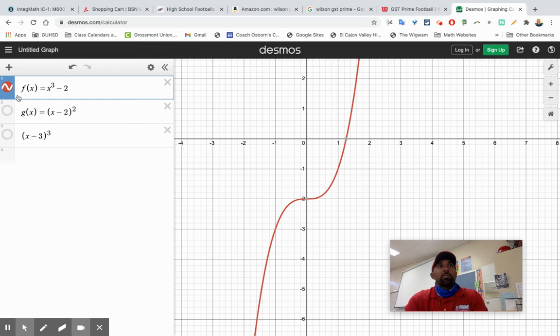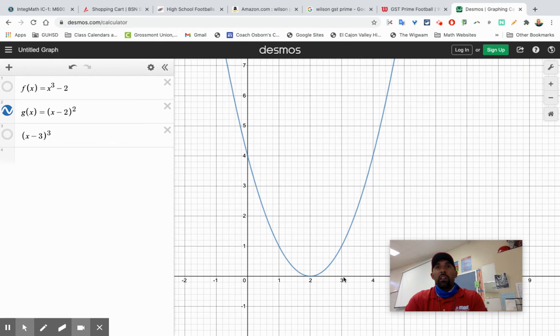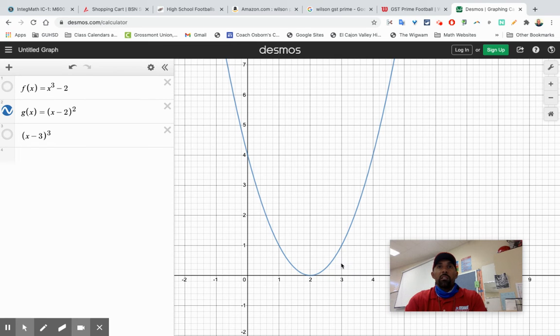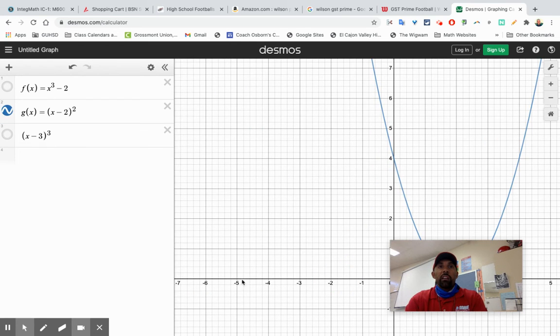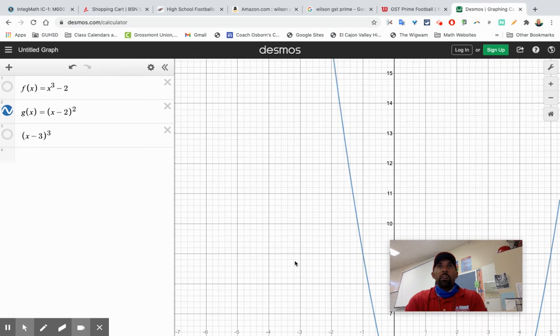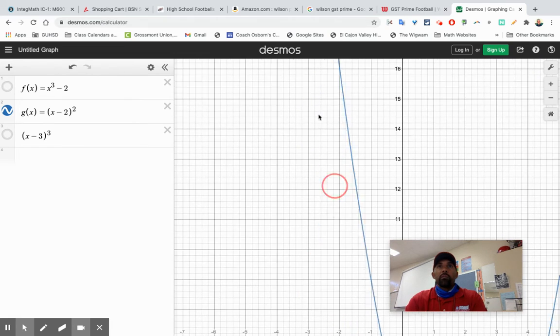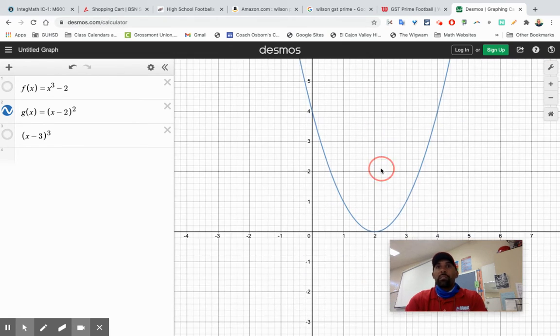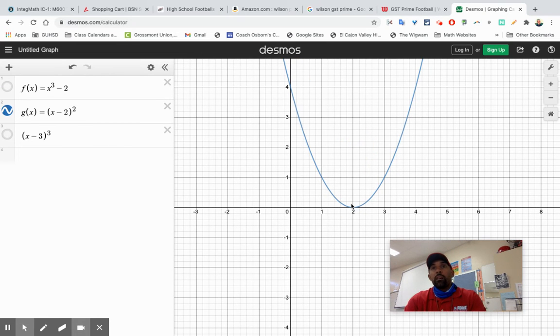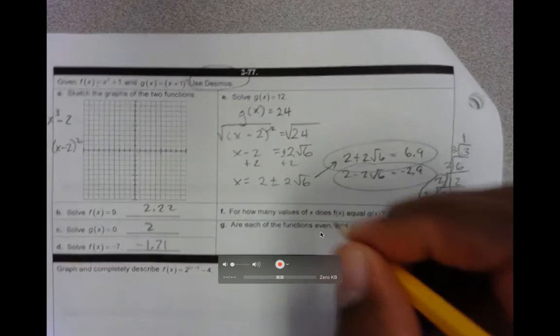Now let's look at g of x. G of x, let's say I go over to, I've already pointed this out. If I go to positive 3, that gives me 1. If I go to -3, that gives me a way bigger number, like 25. So that's not even close. It's not an opposite number or the same number. So these are going to be both neither.